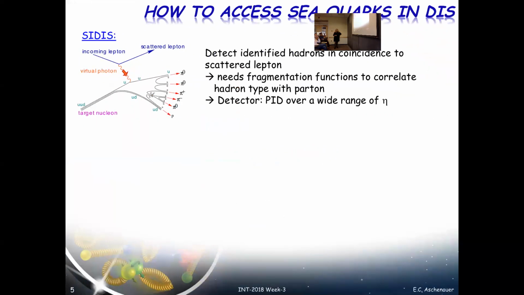Okay, so if we think about particularly sea quarks in DIS, how do we access them? We have SIDIS. Of course, with SIDIS we always have the complication that we also need fragmentation, which automatically goes into what Nobu is doing, that he will talk about later, fitting at the same time fragmentation functions and PDFs to get rid of the correlation. But also in the detector it is demanding because you need particle ID detectors over a really wide range in rapidity.